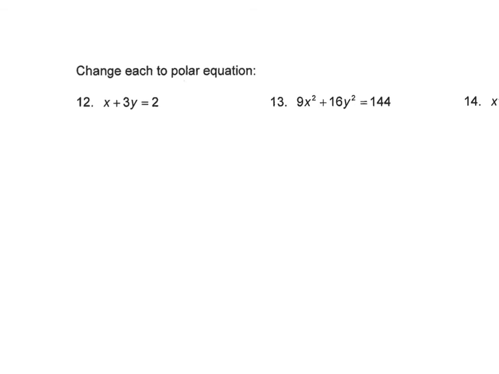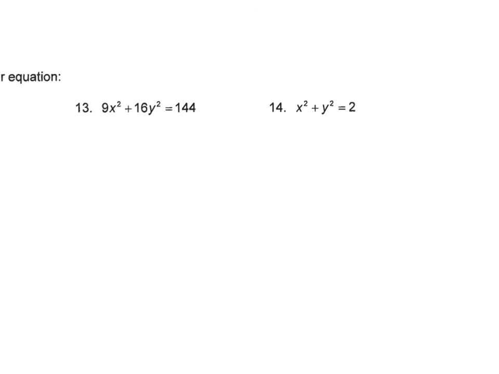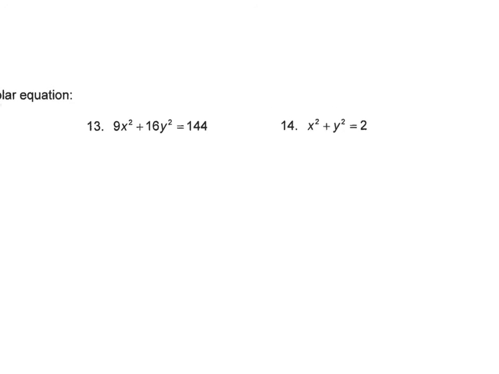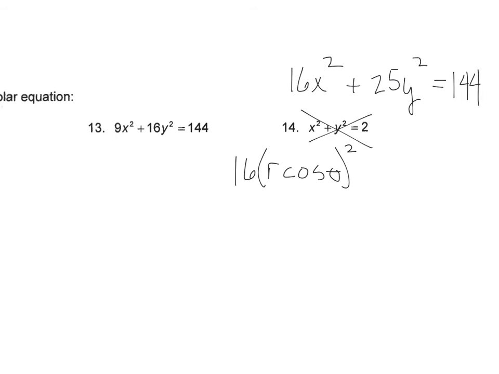Okay, change polar equations. You have that 9x squared plus y squared. Let's look at what that would look like. Let's change this up. So I'm going to go with 16x squared. I don't know how these numbers are going to work out. Plus 25y squared equals like 144. Let's see how this works out. So I'm going to plug in our cos theta for x, and I'm going to plug in our sine for y.